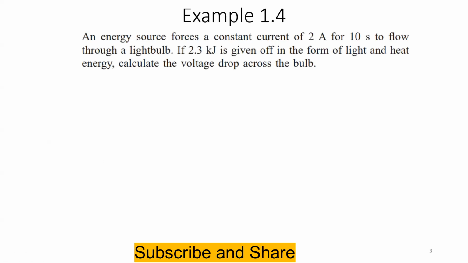From this example 1.4, you can see that the question says an energy source forces a constant current of 2 ampere, and I can write down here current I is equal to 2 ampere, for 10 seconds to flow. So time is 10 seconds throughout a light bulb. If I draw something, we have some energy source here, directly connected to some light bulb, and this energy source has a constant current of 2 ampere. Current is constant 2 ampere, and this current flows to this bulb for 10 seconds.